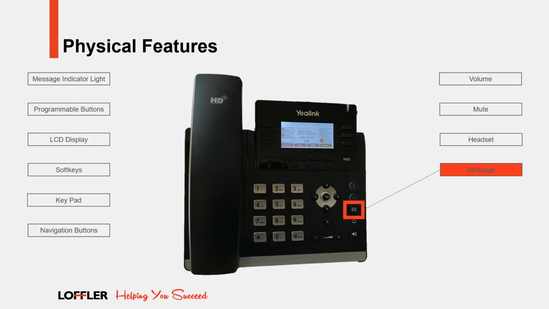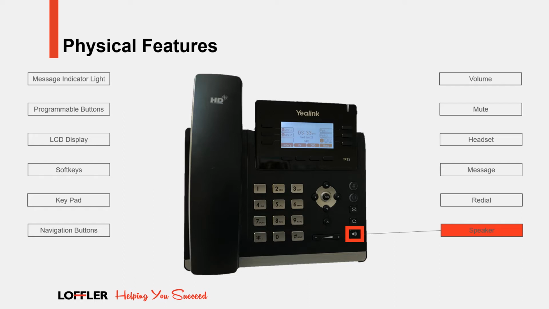If you press the message button, it will call voicemail. Press the redial button twice to call the last person that you dialed. Press the button once for a list of the last few people that you called. Press the speaker button to use the speakerphone option.